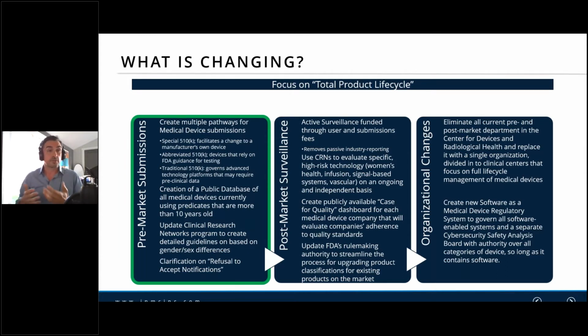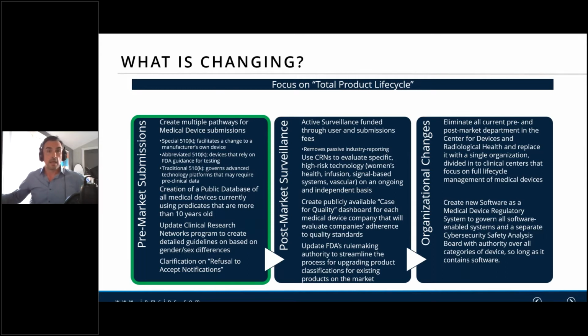Updated clinical research networks program to create detailed guidelines based on gender and sex differences for medical devices. So right now, there aren't specific guidelines that govern, say, women's health products, or different products depending on the sex, gender, or even racial makeup of the patient those products are being applied to. The hope is that these CRNs will actually build out some of those guidances. And then finally, in pre-market submissions, clarification on just what is a refusal to accept and what that administrative review process is. That guidance document has been published.